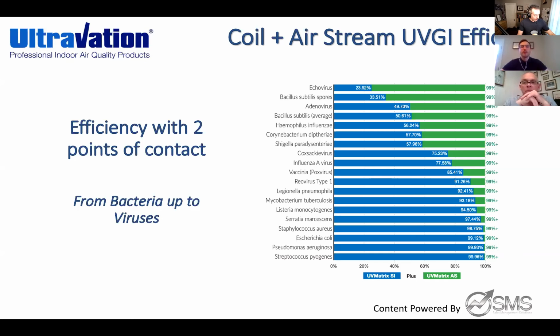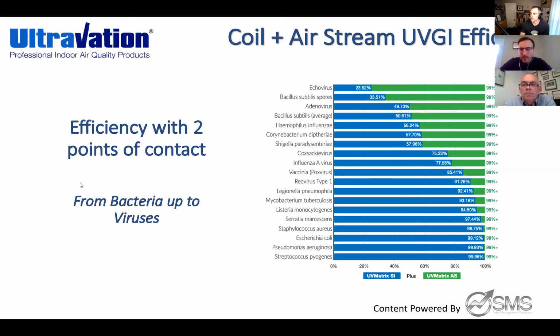All right. So earlier in the presentation, we were asking what we're trying to solve for when it comes to IAQ. A lot of times we're looking at whether we're trying to solve for bacteria, for viruses, or for a combination of both. So if we're looking at the chart on the right, the blue is coil treatment and the green is airstream treatment.